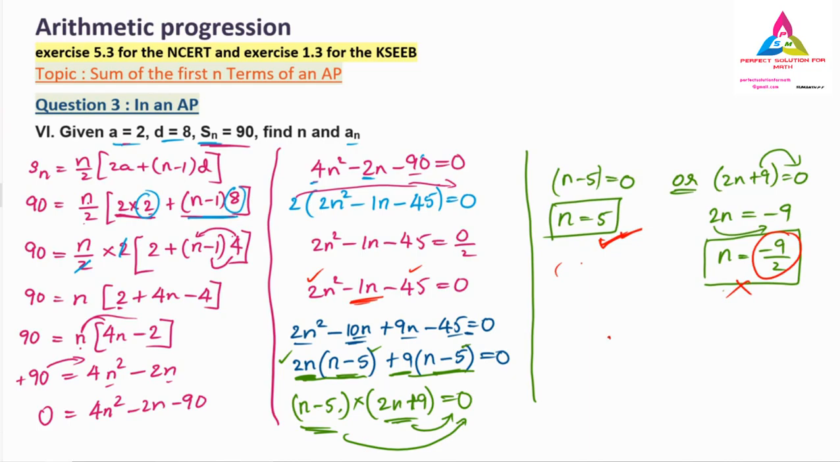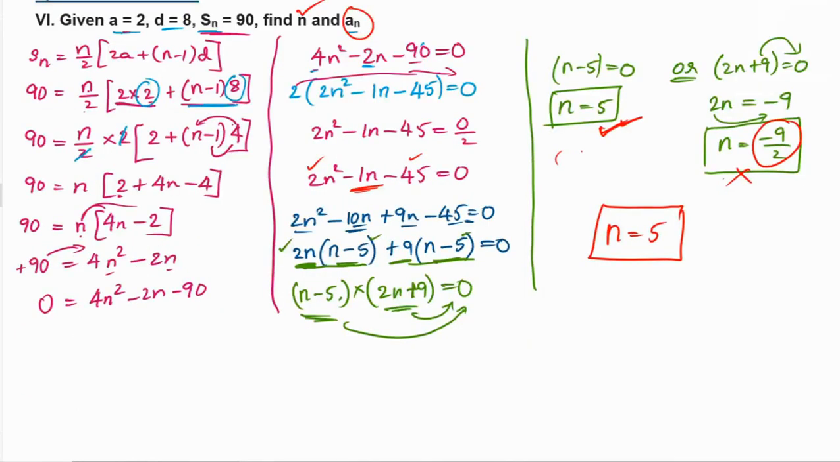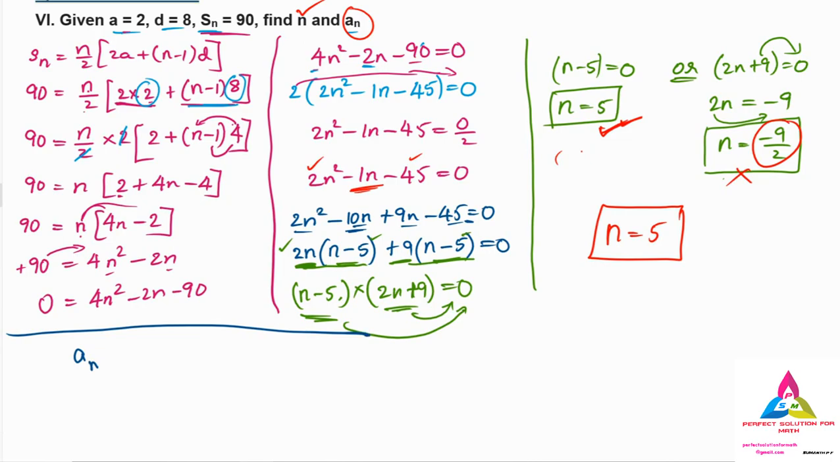So the n value is nothing but 5. Definitely you can check that. This is our n value. They have now told you to find the an, that we will solve now. Coming to the next part, we have to find the an. So what is the an value? So an we have to find. So how to find that an value?